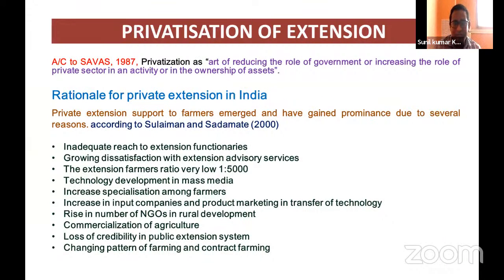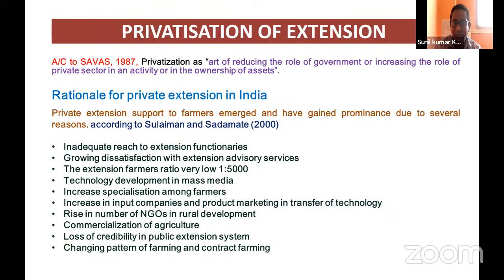Privatization of extension: everybody knows that privatization is something that is run with private players in the sector. So in extension, we need a proper definition for everything. So firstly, we will start with what privatization actually is.